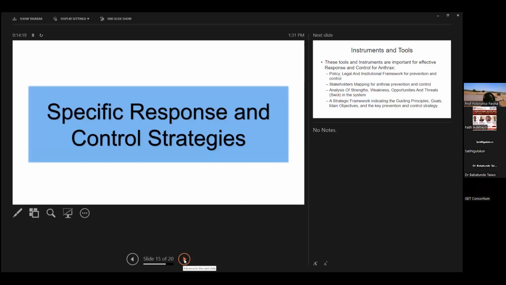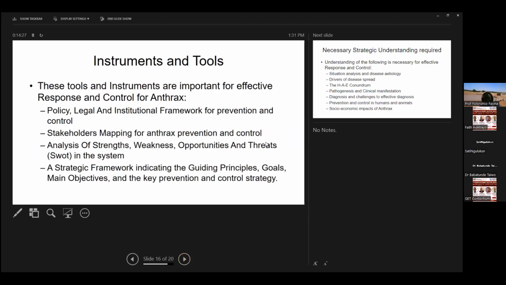What are the scientific and specific responses we can do to respond to and control anthrax? These are a list of things. For one, we need to put in place the instruments and tools that are necessary to assist us. Some of those instruments and tools include our legal, policy and institutional framework. For example, the setting in terms of reporting, is it adequate? Can the local government report almost immediately to the state and transmit the same to the national level within a day?